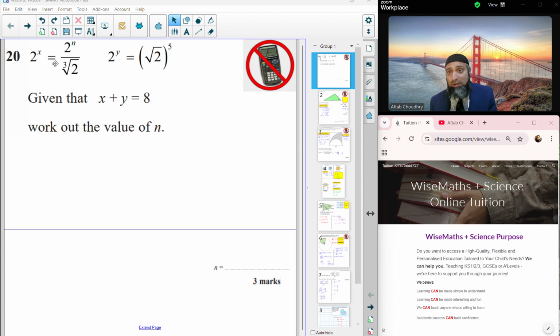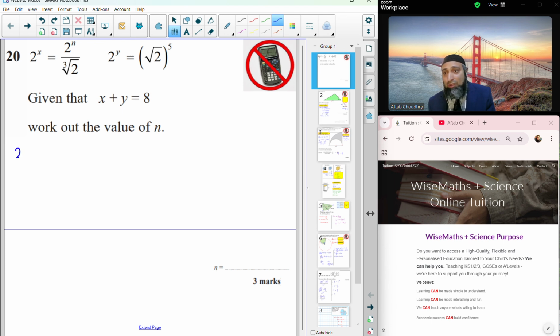We've been told 2 to the power of x is equal to 2 to the power of n all over the cube root of 2, and also that 2 to the power of y is equal to root 2 to the power of 5. Given that x plus y is equal to 8, work out the value of m. The first thing that I would do on this question is see if I can manipulate this to something appropriate.